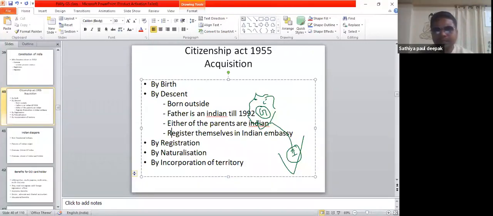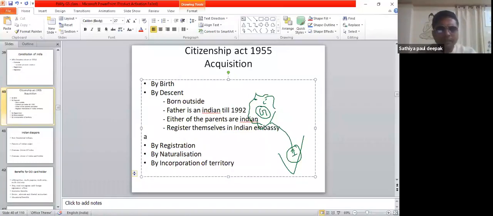What do we mean by this? If they are not registering in the Indian embassy, it means that they have taken up the citizenship of Germany. If they want Indian citizenship, they have to come and tell the Indian embassy that we want to remain as the Indian citizen. And it's one more important point that you must remember. They have to give an affidavit.